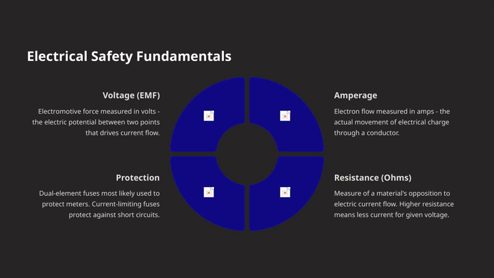Finally, let's talk about protection. In electrical safety, dual-element fuses are commonly used to protect meters because they can handle different conditions. Current-limiting fuses are designed to protect against short circuits by breaking the circuit quickly when excessive current is detected. These safety devices are crucial for protecting both equipment and personnel, aligning with our overall theme of safe electrical practices.